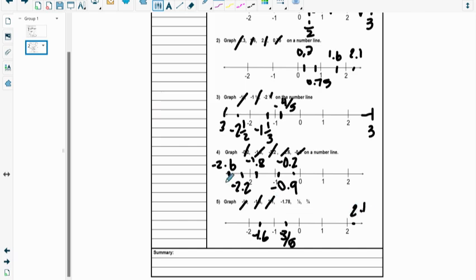Negative 1.78. So here we've got a negative 1.7 and a negative 1.6. 1.7 is going to be closer to 2 than 1.6 is. So when we put in that negative 1.78, we have to make sure that it's closer to the 2 than the 1.6 is. Then we have a positive half, halfway between 0 and 1, and a positive 3/4, which is just a little bit closer to 1, in between 0 and 1. And that's how we're going to compare, order, and graph rational numbers.